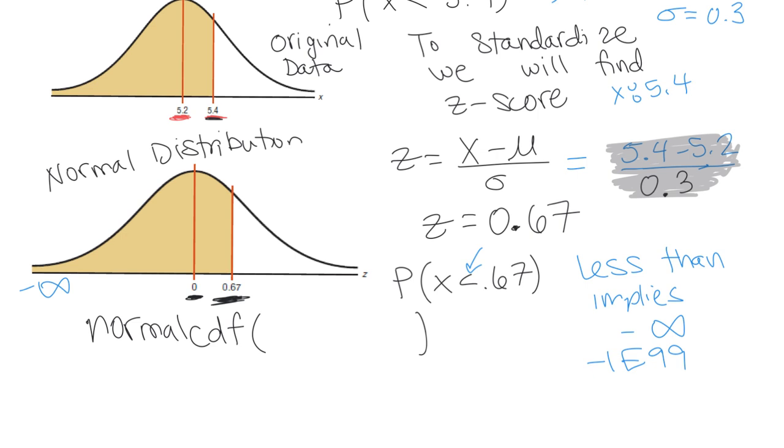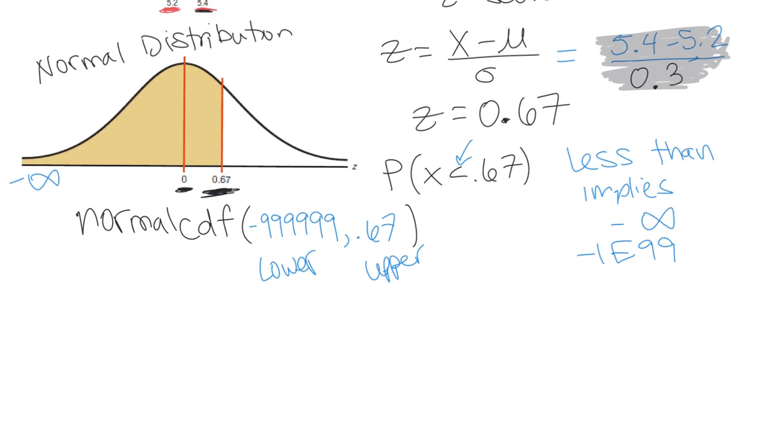So if you're using the same calculator as me, I'm going to be a little bit crazy here, and I'm going to type in -9999999, just a ridiculously small negative number, trying to imply negative infinity. And then I'm going to go to 0.67. So this would be my lower, and this next one would be my upper. I'm going to show you this with our calculator.